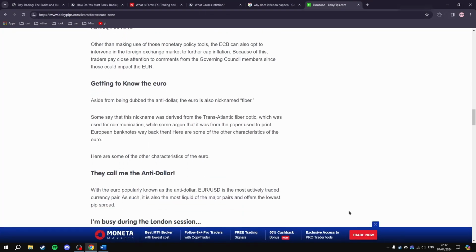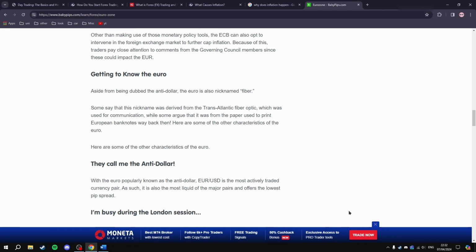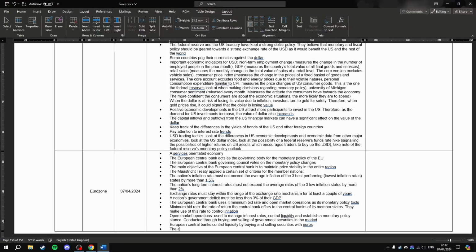Other than making use of these monetary policy tools, the European Central Bank can also opt to intervene in the foreign exchange market to further cap inflation. Well, how can they intervene in the foreign exchange market?